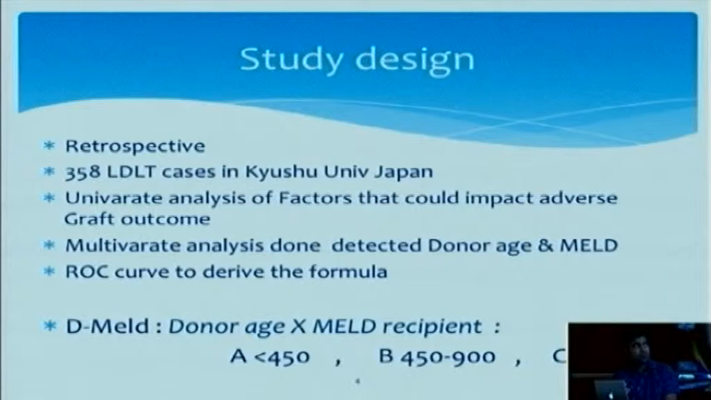So if you go back, DML score is the product of donor age with MELD of the recipient. You can classify the scoring into three: A, B and C. A is a score less than 450, B is 450 to 900, C is greater than 900.